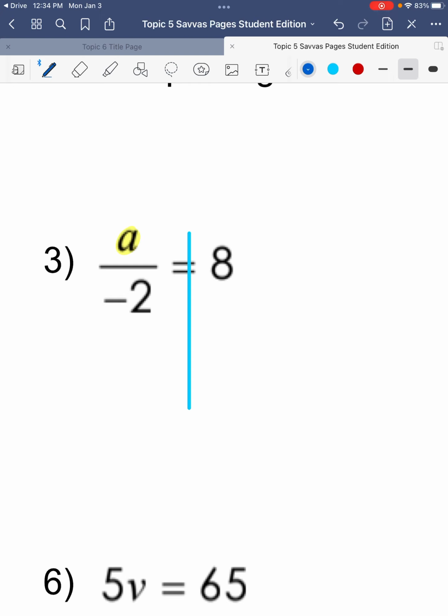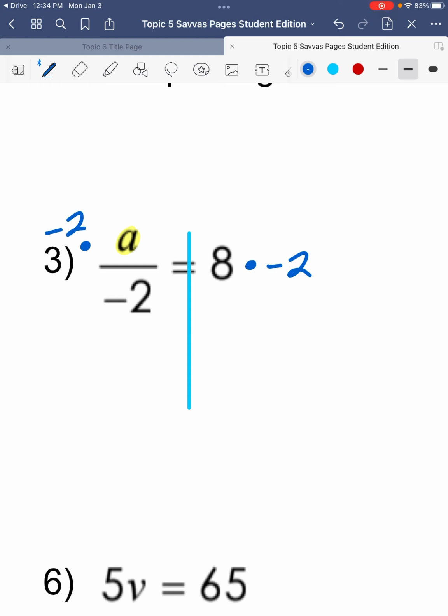Well, A is connected to -2 through division. So how do I undo dividing by -2? If you said multiplying by -2, you are indeed correct. So I'm going to multiply by -2 on both sides.